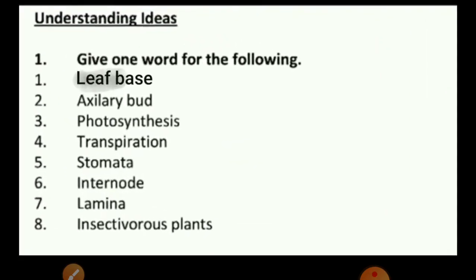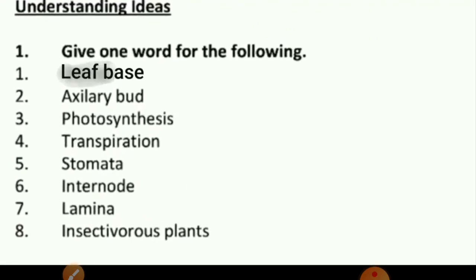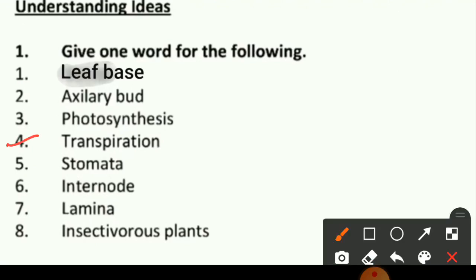Give one word of the following. Your first is, the point of attachment of the leaf to the stem: leaf base. Second, a bud present in the axil of leaf: axillary bud. Next, a process by which plants make their own food: photosynthesis. A process of leaf that keeps the plant cool. Fourth, here, transpiration. Fifth, the tiny pores through which air enters the leaf: stomata.